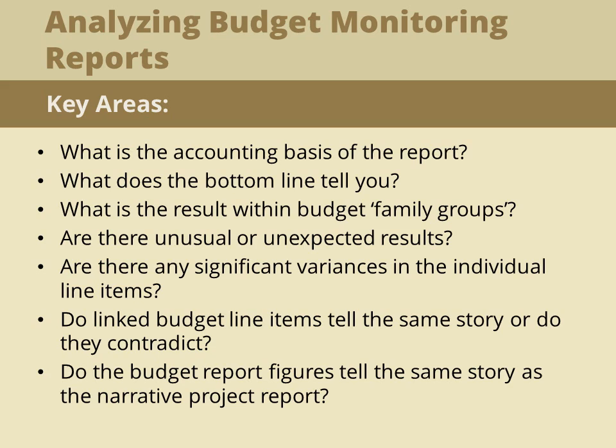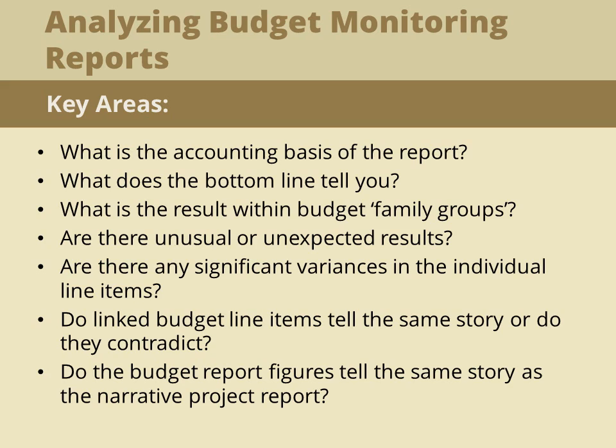Are there outstanding commitments? If so, how does that affect the results? What does the bottom line tell you? Overall, is the budget overspending or underspending? And is it significant at this time in the life of the project or program? An outcome/variance of plus or minus 10% from the budget is considered to be a reasonable variance.